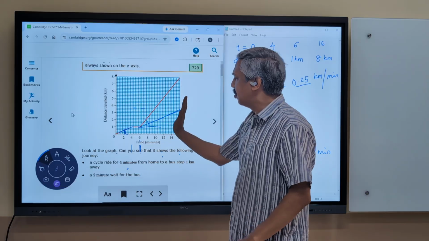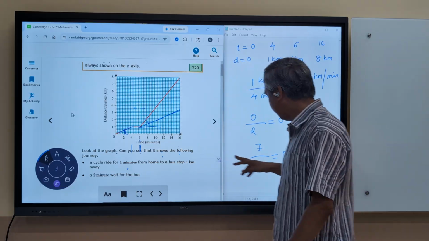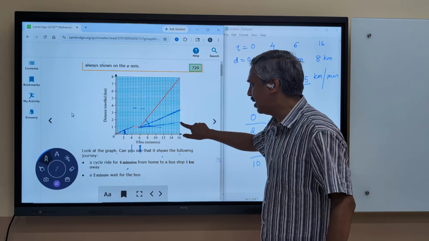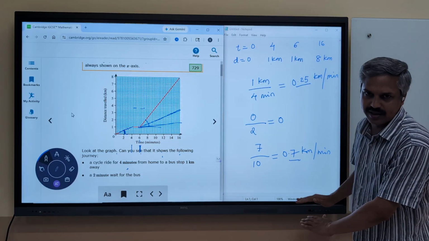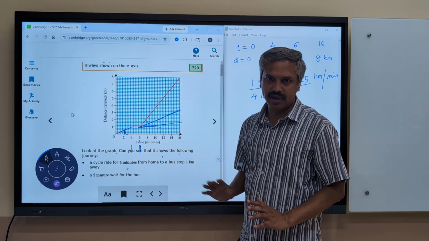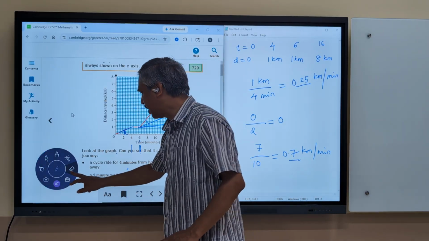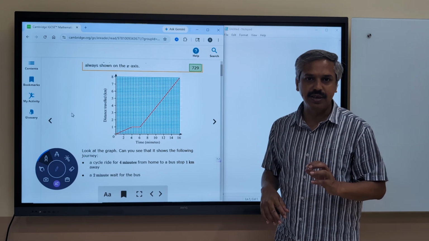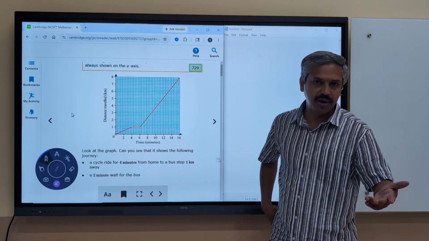It is not parallel. So if it is inclined more, then the speed will be more. If this was inclined lesser, the speed would have come lesser. All this information can be deduced from this graph. If you have a distance time graph, from the distance time graph you can find out the different speeds of motion, and of course you can find the average speed.